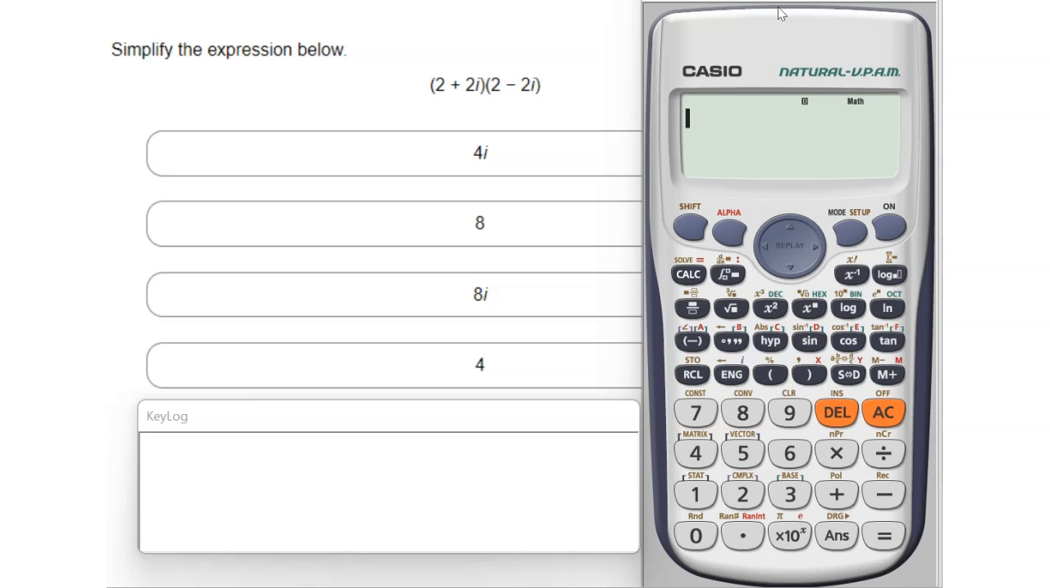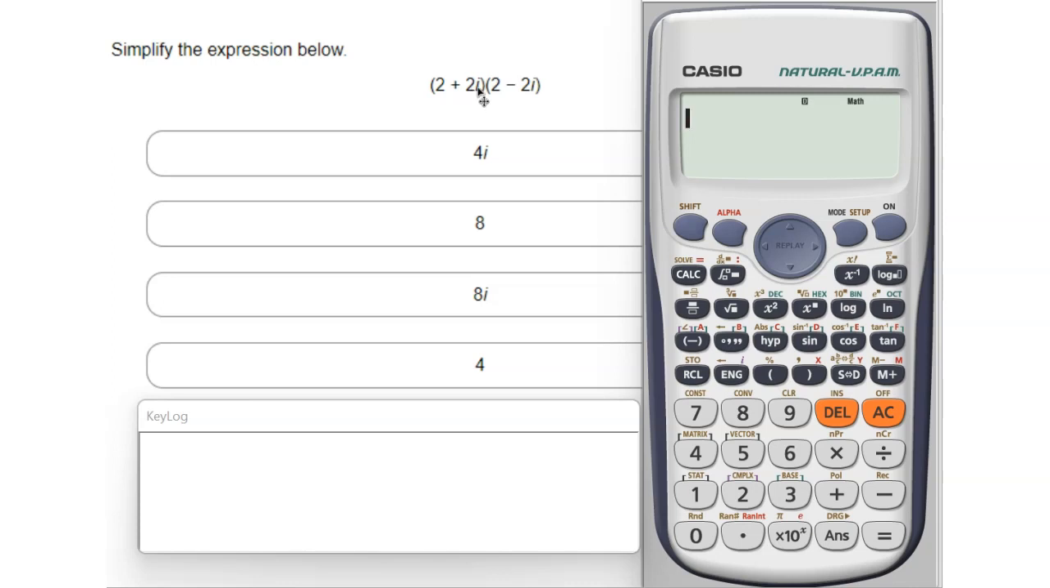Hi guys, today we continue to learn all the strategies and tricks for how we can use a calculator to solve EmSAT and other standardized examination questions. Our focus today is looking at complex or imaginary expressions. So first of all, let's learn how to use a calculator.